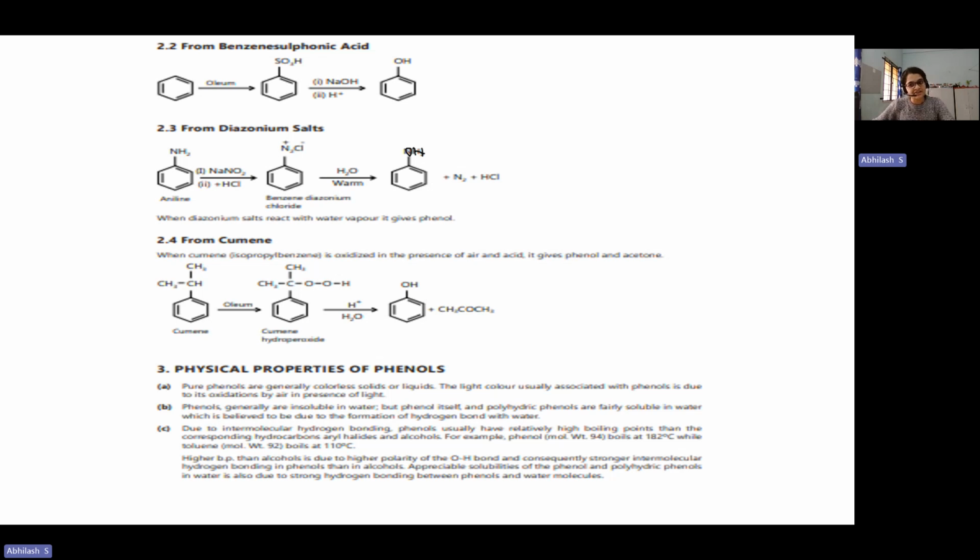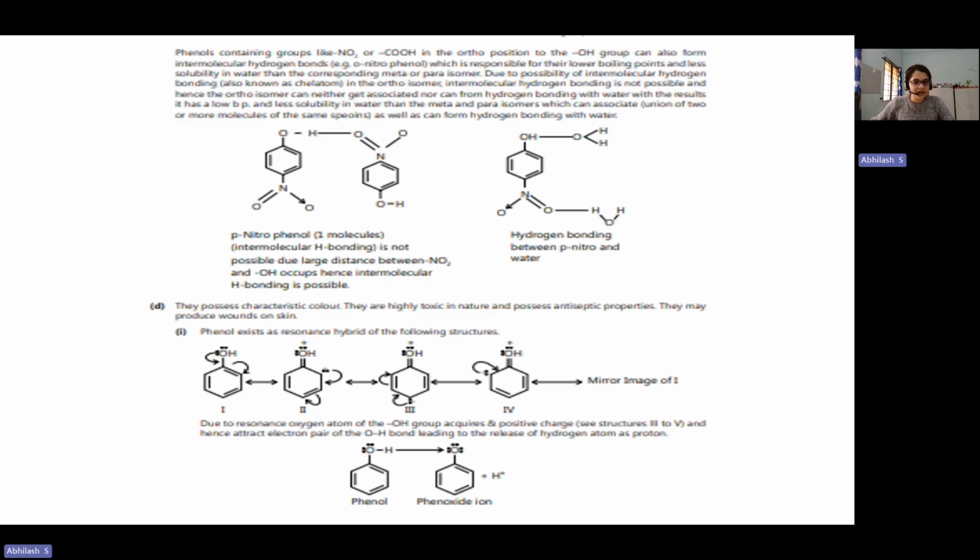Phenols are generally insoluble in water, but polyhydroxyphenols are generally soluble in water, because of the formation of intermolecular hydrogen bonds in the polyhydroxyphenols. Due to these intermolecular hydrogen bonds, phenols have a high boiling point compared to hydrocarbons, aryl halides, or other compounds. Let's discuss some of the other properties also.